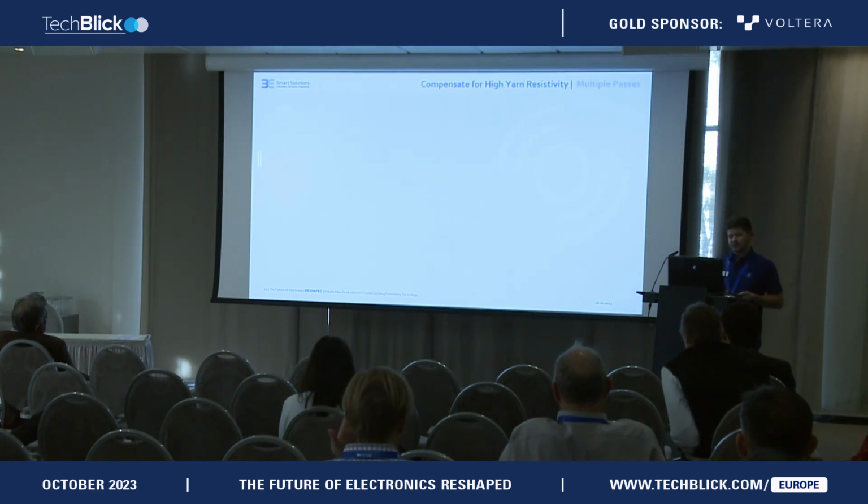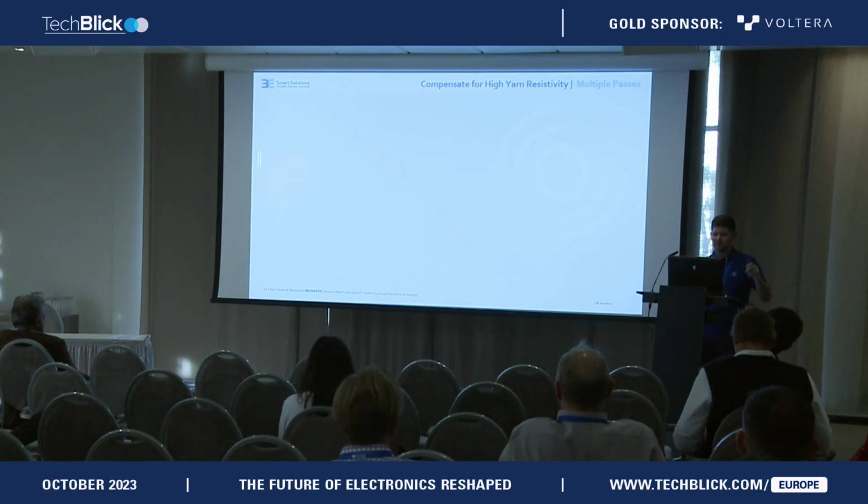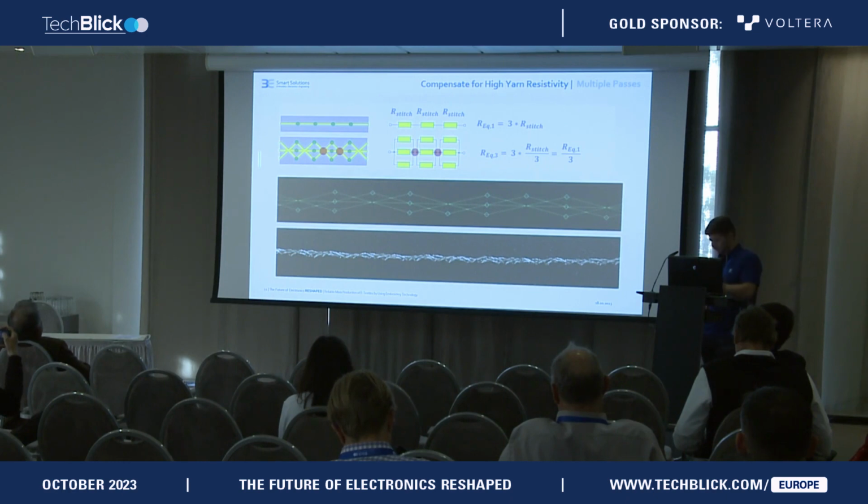And then coming to the second point, the yarn resistivity. Normally we work with silver-coated polyamide yarns, which have a resistivity of up to a few hundred ohms per meter, which can be quite a lot for certain applications. So what embroidery allows us to do is, of course, to add more material, like embroidering multiple passes on a conductive trace, and this works like a parallel resistor circuit, and we're able to reduce the overall resistivity of the trace.